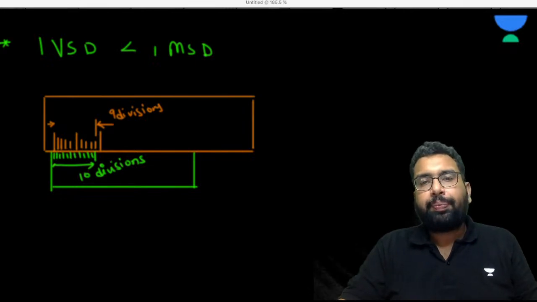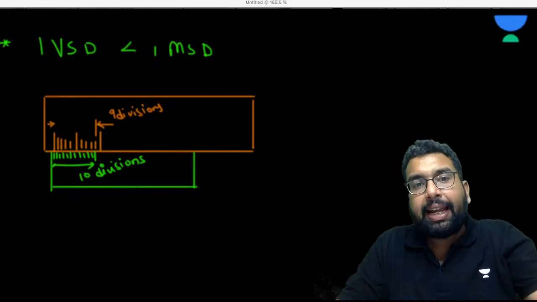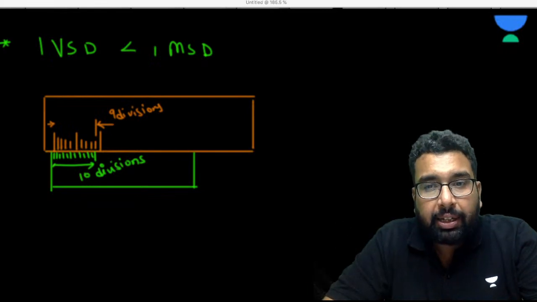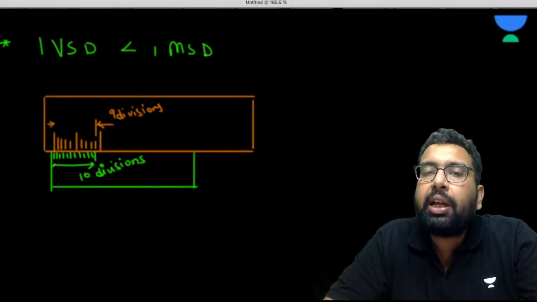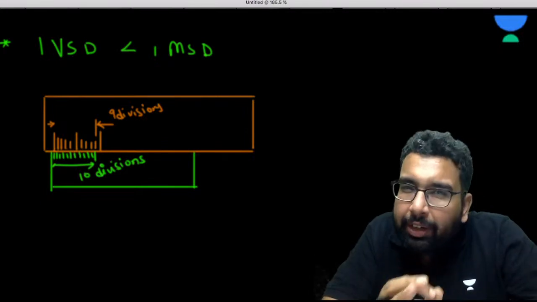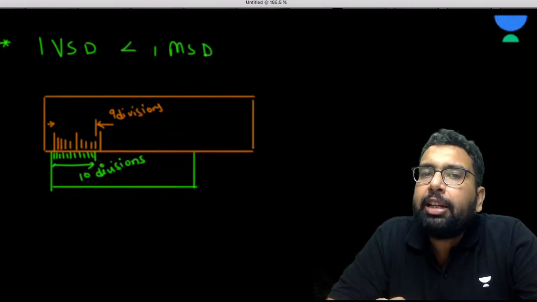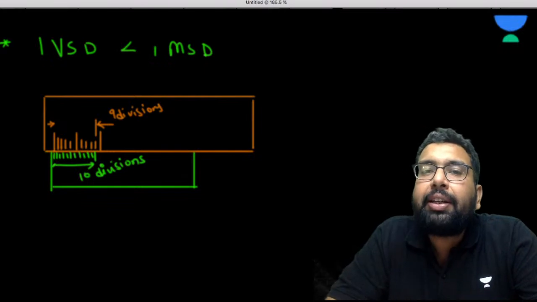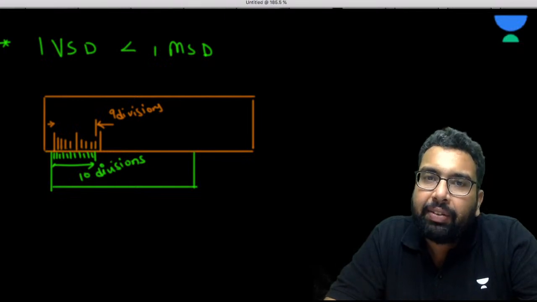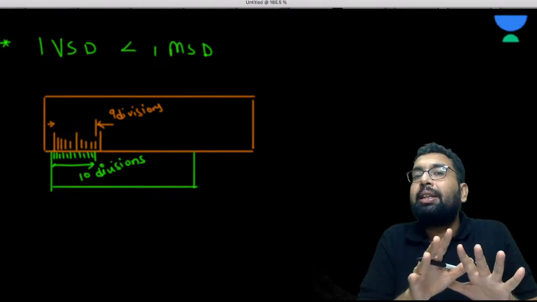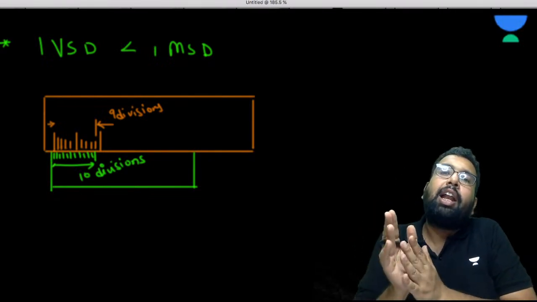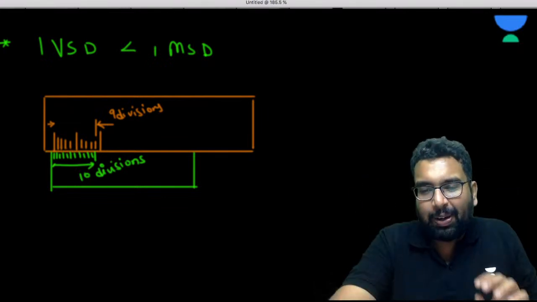Did you get this point or not? In 9 divisions of the main scale, there will be more divisions of Vernier scale, because the Vernier scale division is less than the main scale division. Think in this way: each division of the Vernier scale is less than the main scale division. So when you take 9 main scale divisions, there may be 10 Vernier scale divisions covering that much distance. Please understand this.